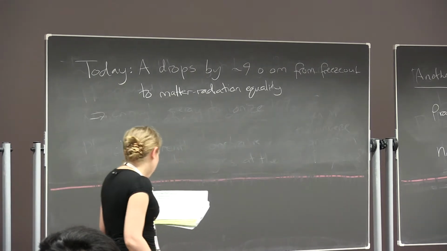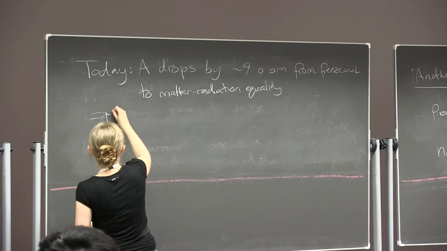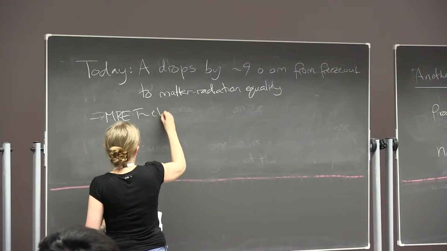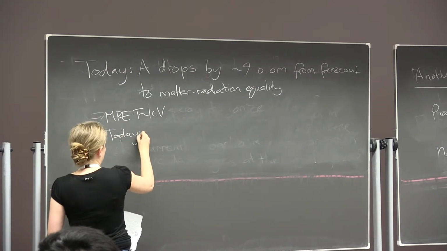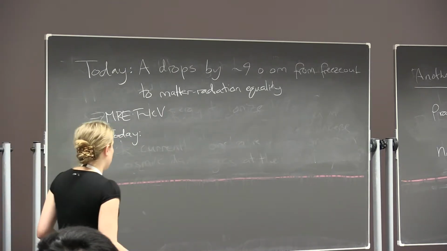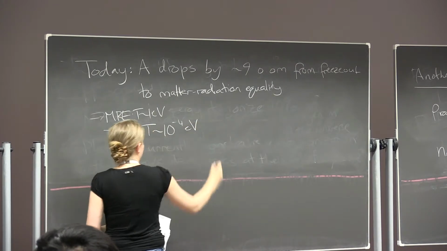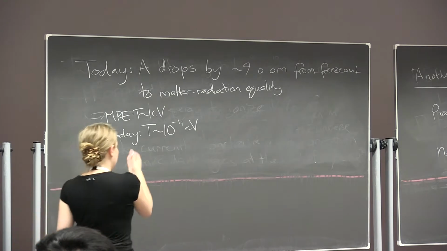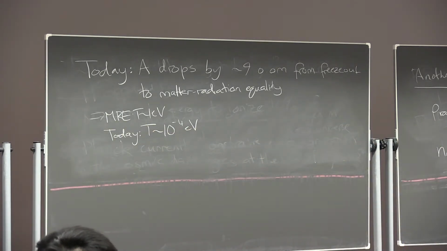Okay, and then from matter radiation equality to the present day. At matter radiation equality, the temperature was about 1 eV. Today, the CMB temperature is 2.7 Kelvin, which is a few times 10 to the minus 4 eV. So that means that between today and the matter radiation equality temperature, we've got 4 orders of magnitude in A.